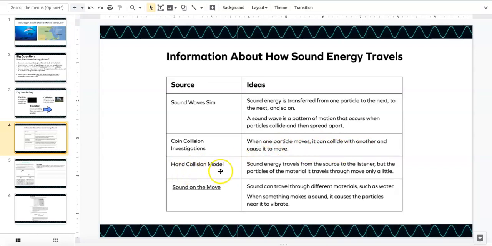I'm going to skip the hand collision model because we were not in class, so we were not able to do this experiment, and I'm going to go right to Sound on the Move. When we read the text Sound on the Move, we actually got a lot of information, but two of the most important ideas we got from that text: sound can travel through different materials such as water. So when we think about the dolphins, the material that we want to focus on most is the water because that's their habitat. That is where they live.